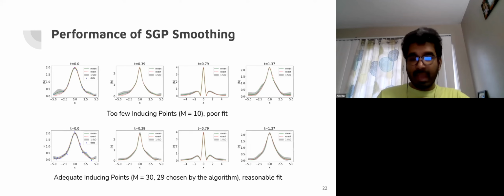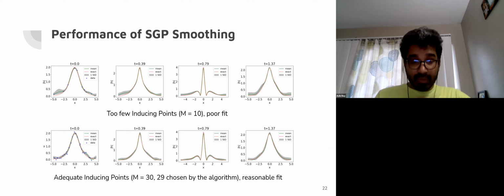First, we did an experiment to include very few inducing points. We only took 10 of them, and as you can see here, we ended up with a very poor fit, because 10 points on the initial time slice is hardly enough to recover the performance.